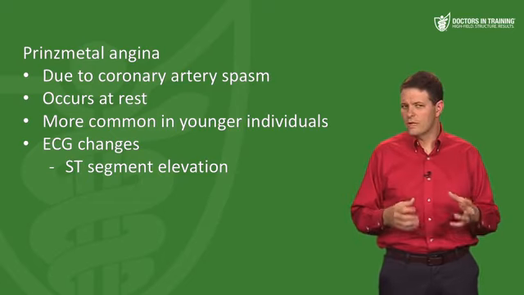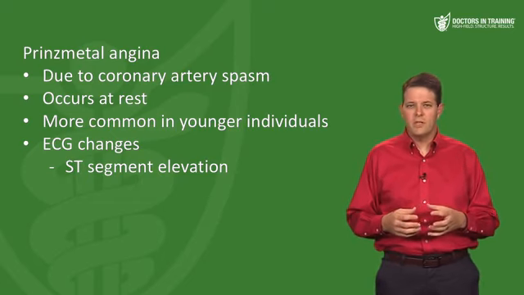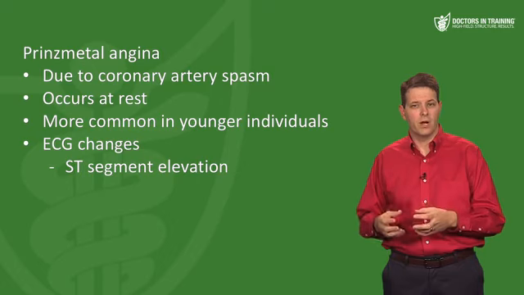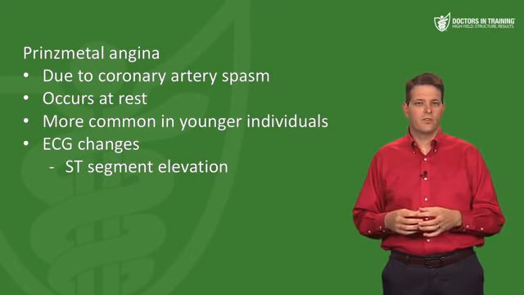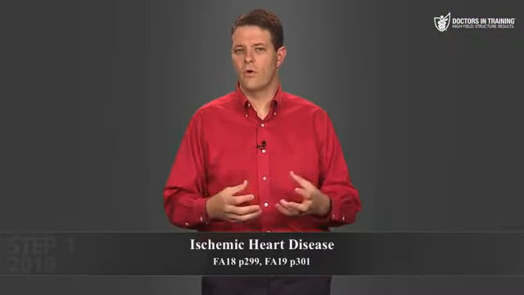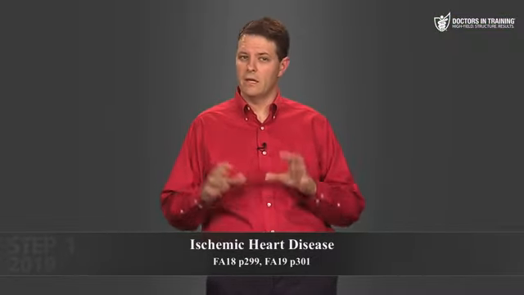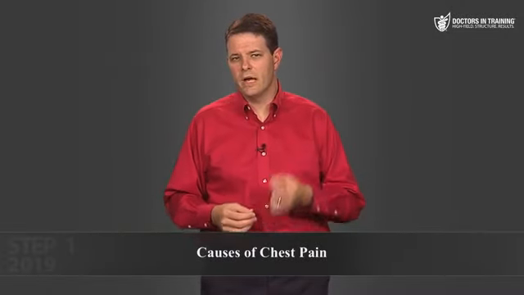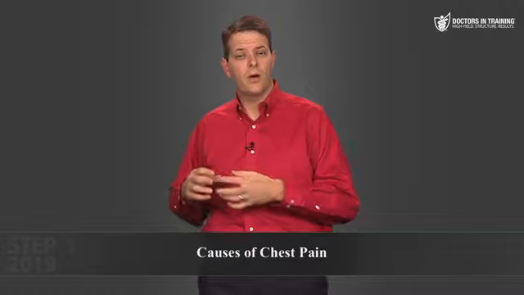Now, how do we treat Prinzmetal angina? Well, we typically use dihydropyridine calcium channel blockers like nifedipine. These drugs are going to relax the coronary arteries and block that spasm. And then, of course, myocardial infarction is the most severe form of ischemic heart disease, but we're going to cover that in another video.